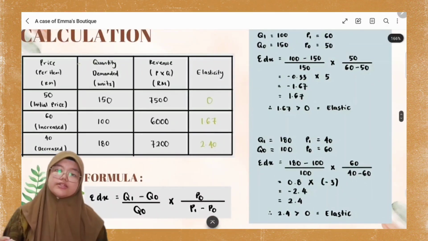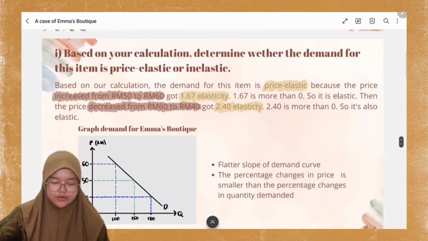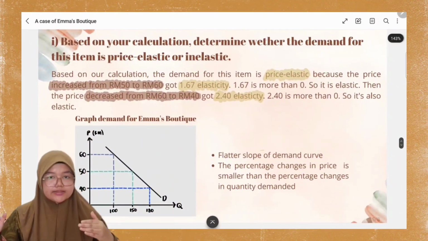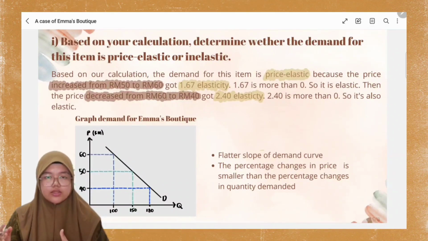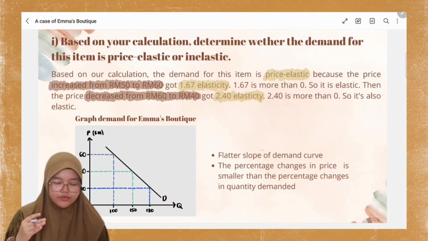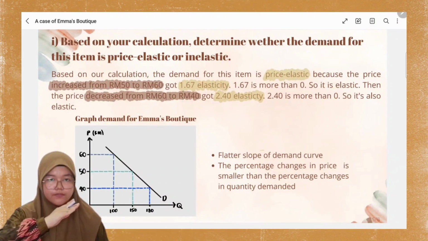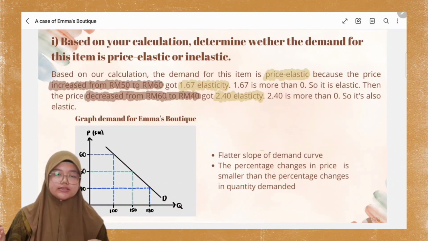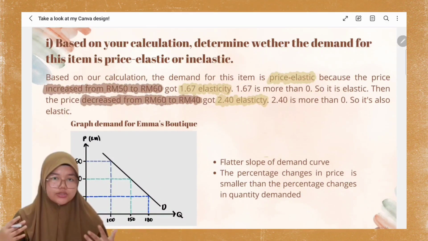From our calculation, we conclude that the demand for Emma Boutique is price elastic because both elasticities are more than 1. As we can see from the graph of demand for Emma's Boutique, the demand curve has a flatter slope. Also, the percentage change in price is smaller than the percentage change in quantity.